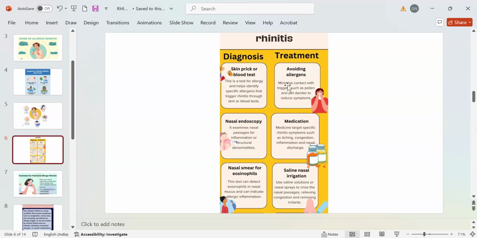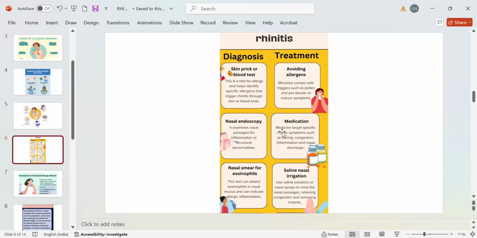So how is it treated? To avoid the allergens, once the allergen is detected, avoid that particular allergen. Like if a person is allergic to any food, or if he is allergic to pet dander or pollen, so avoid those situations.